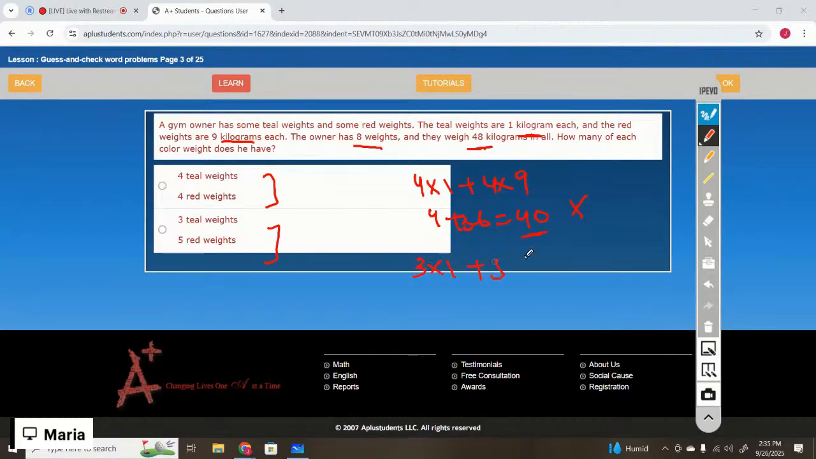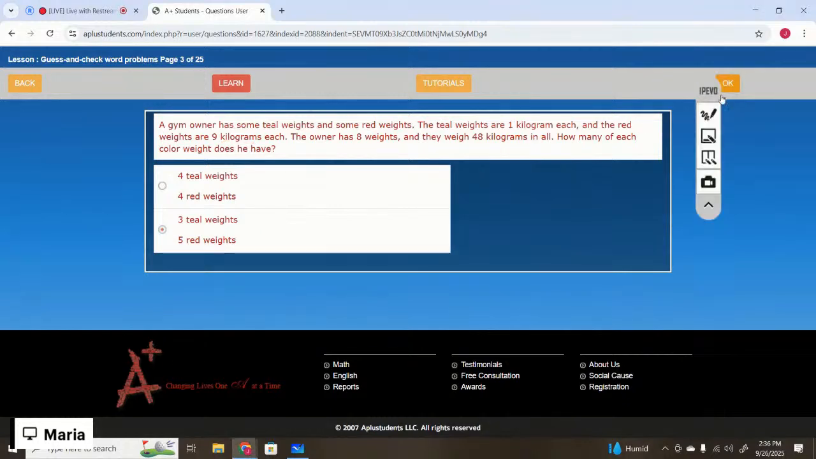Now look at the second one. 3 times 1 is 3 and 9 times 5, sorry, 3 times 1 is 3 and 9 times 5 is 45. That is 48. So option number 2 is the correct option. 3 teal weights and 5 red weights.